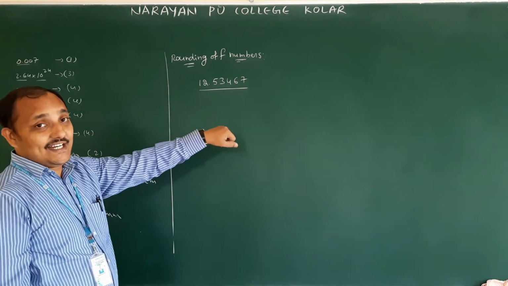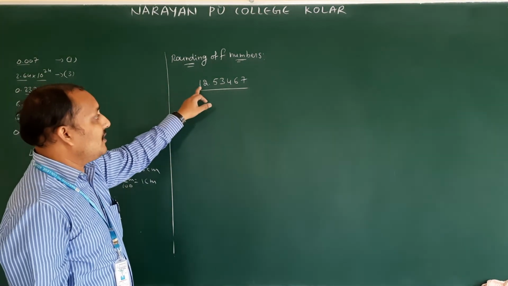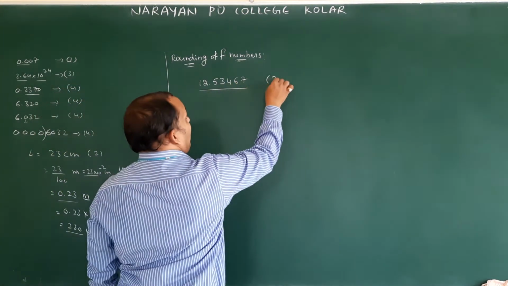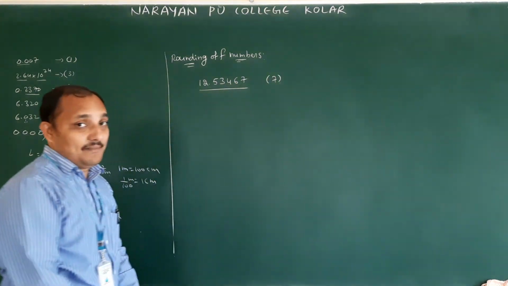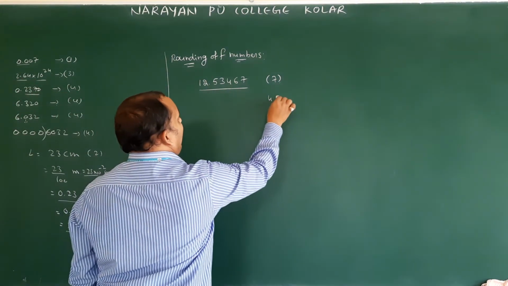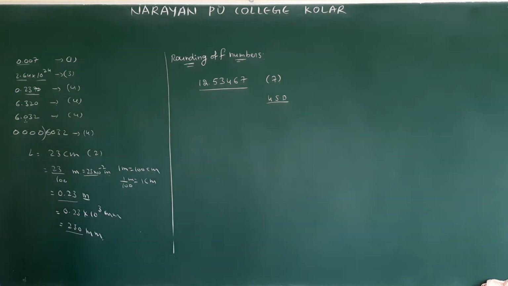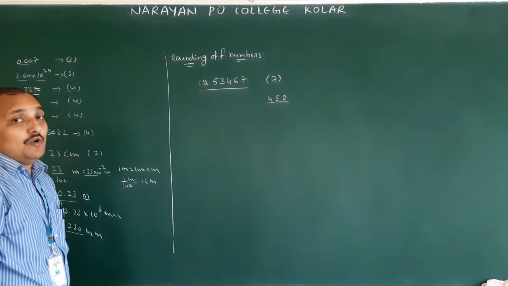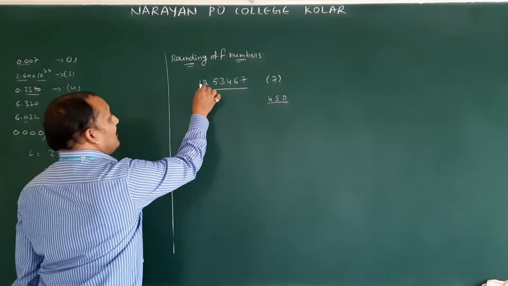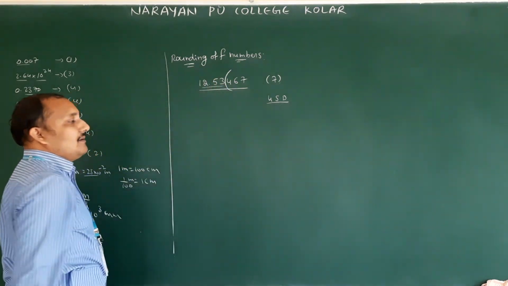In this, how many significant digits are there? All are non-zero, therefore 1, 2, 3, 4, 5, 6, 7: 7 significant digits. So round this number up to 4 significant digits. 4 significant digits means 1, 2, 3, 4. These 4 numbers should remain.